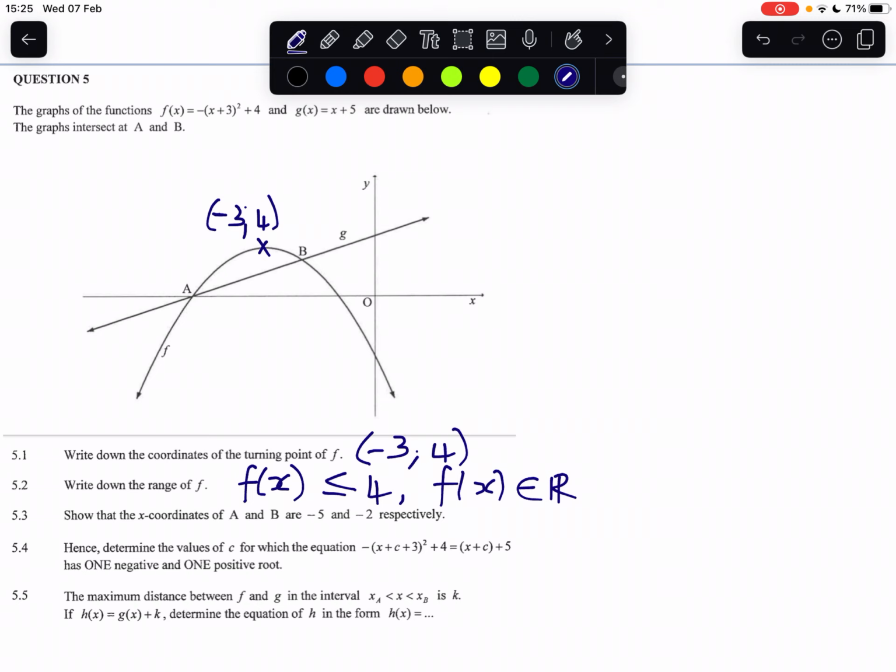Okay, and then show that the x-coordinates of A and B are -5 and -2 respectively. So A and B are our points of intersection between the two graphs, so we can figure out what the x-coordinates of those points of intersection are by equating f's expression to g's expression. So let's go ahead and do that. So we've got -(x + 3)² + 4 = x + 5. So just going to expand this guy.